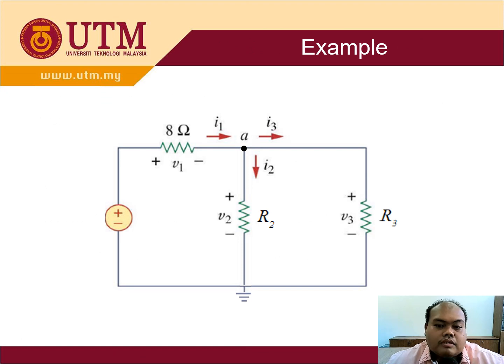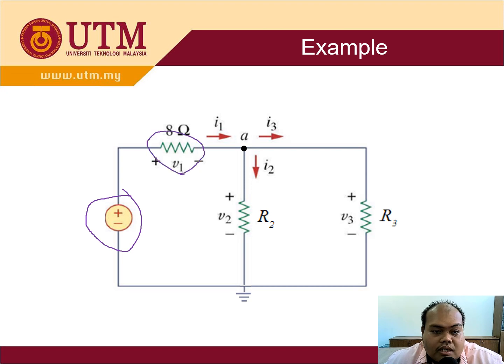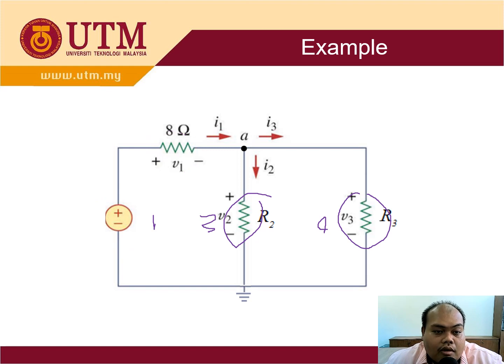Here is how to differentiate between node, branch, and mesh. We start with the branch. As I said before, a branch is actually just an element. So this one is one branch, this is one branch, this is one branch, and this one is the fourth. So there are 4 branches. Any component that exists is called a branch.